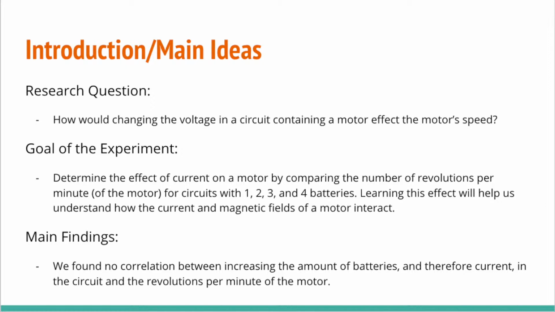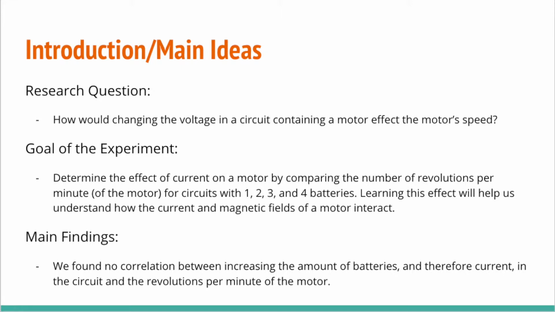Introduction/main ideas. Our research question was, how would changing the voltage in a circuit containing a motor affect the motor speed? The goal was to determine the effect of current on a motor by comparing the number of revolutions per minute for circuits with 1, 2, 3, and 4 batteries. Learning this effect will help us understand how the current and magnetic fields of a motor interact.